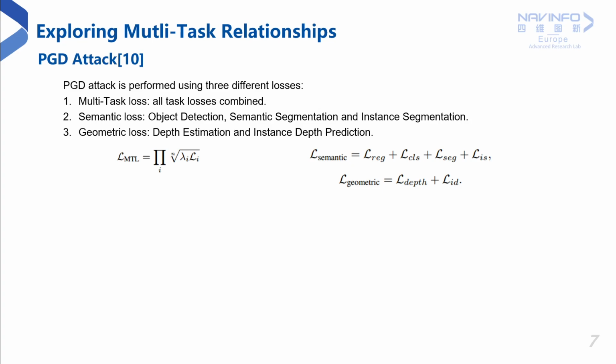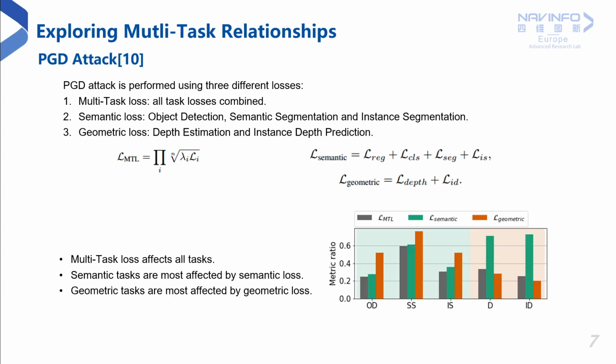We use UniNet trained with 5 tasks to perform all the adversarial attack-based task relationship analysis. PGD attack is performed by using 3 different losses as the attack objective: multitask loss, semantic loss, and geometric loss. Multitask loss is the combination of all task losses. Semantic loss is the sum of object detection regression loss, object detection classification loss, segmentation loss, and instance segmentation loss. Geometric loss is the sum of depth loss and the instance depth prediction loss.